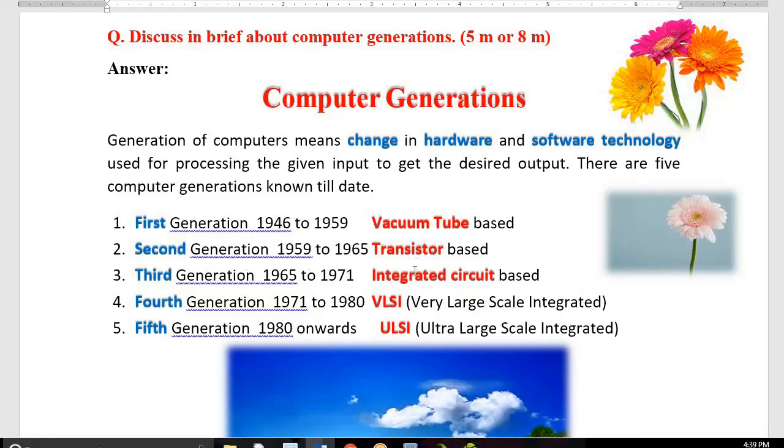In the second generation, transistor. In the third generation, ICs, integrated circuits. In the fourth generation, VLSI, very large scale integrated circuits, were there as a microprocessor. In the fifth generation, ULSI, ultra large scale integrated processors, we started. Now we are in the fifth generation. You need to memorize by heart the years: 46 to 59 first generation, 59 to 65 second, 65 to 71 third, 71 to 80 fourth and 80 onwards fifth generation.